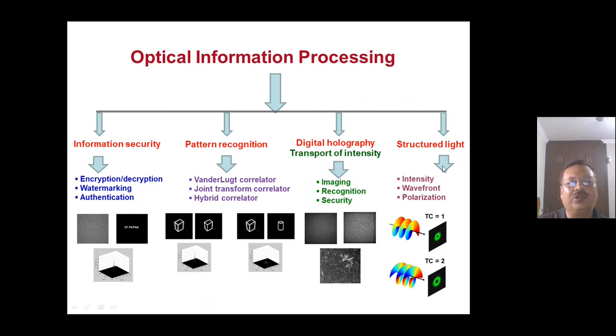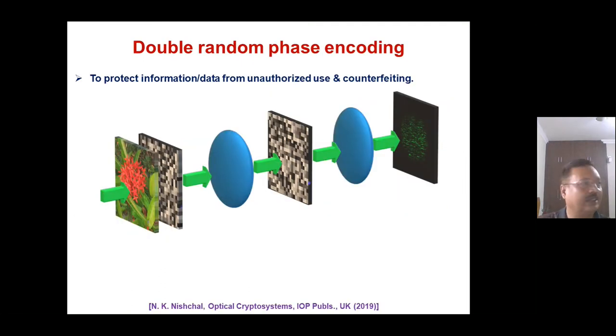This is another recent work which we have started recently, that is structured light. In this case, we structure or fabricate the light beam. We control its intensity, wavefront, and polarization state, and we utilize that structured light for various applications, mostly encryption.